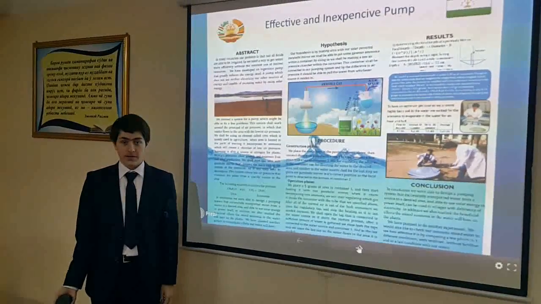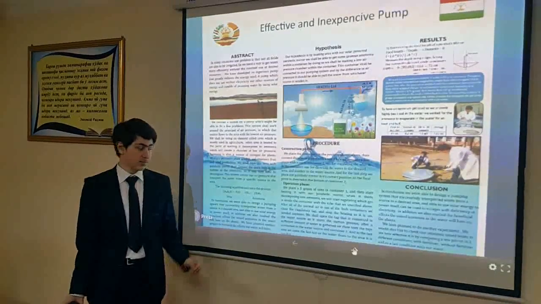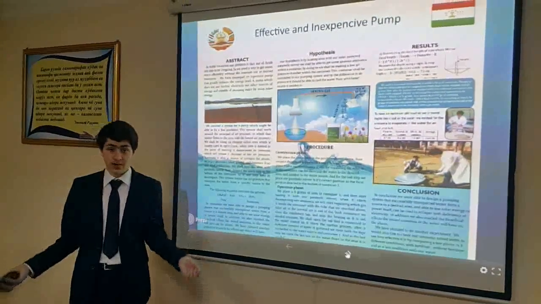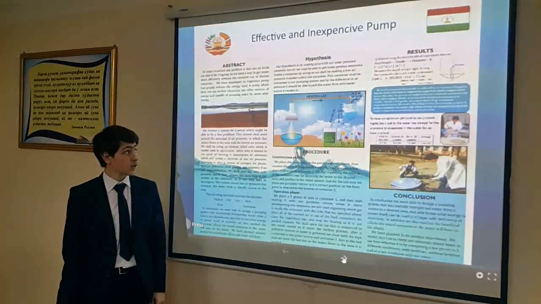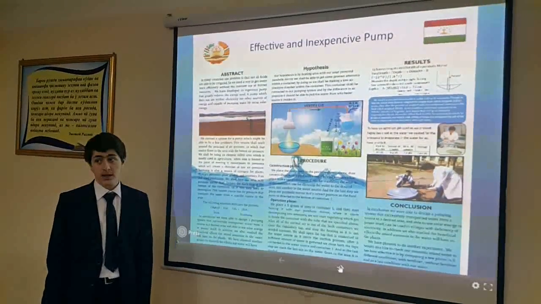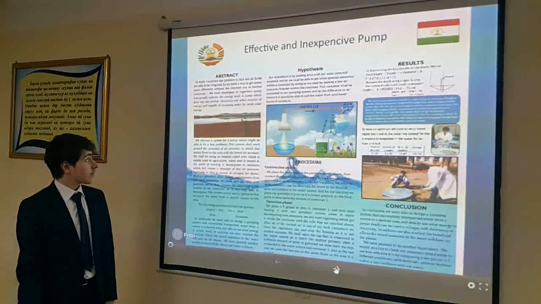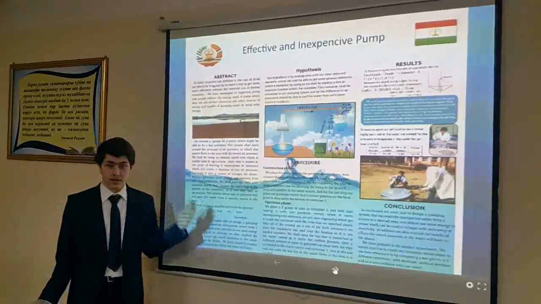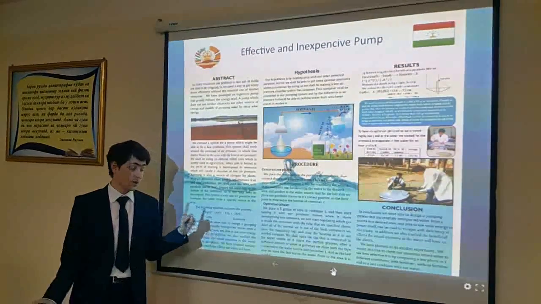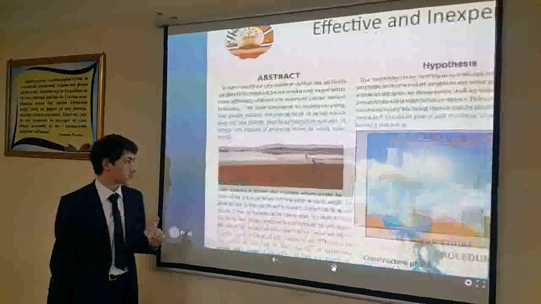Hello, my name is Rashad Gafali and I'm a 9th grade student who has made a chemistry project. My supervisor is Ismail Sedek, and together we have thought of a project that can be used for a lot of things. We have created an effective and inexpensive pump that shall be used to combat a specific problem.